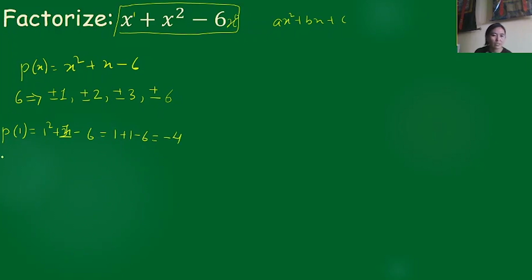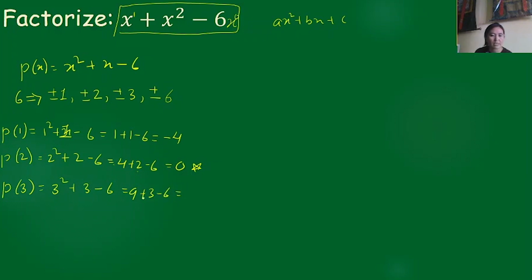And the next one, let's take p of 2, which is equal to 2 square plus 2 minus 6, which is equal to 2 square is 4 plus 2 minus 6. You will get 4 plus 2 is 6, and 6 minus 6 is 0. You are getting 0 here. And next one we'll take p of 3, which is equal to 3 square plus 3 minus 6, 3 square is 9 plus 3 minus 6, and 9 plus 3 is 12, and 12 minus 6 is 6.